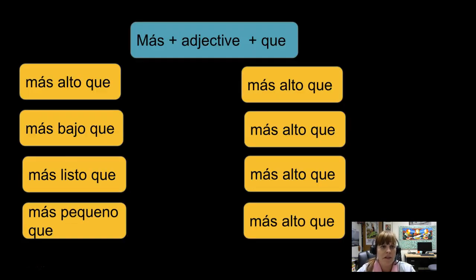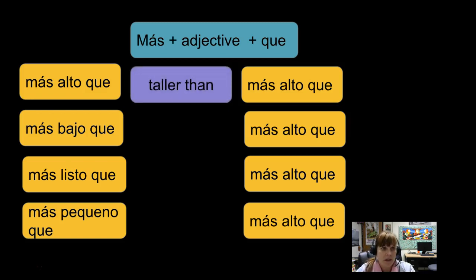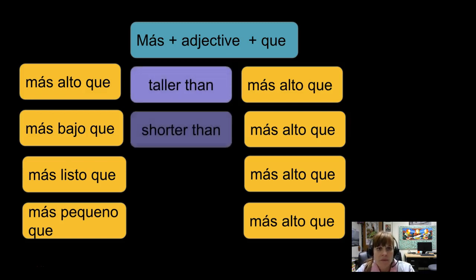And just so that you can see what that means, right? Más alto que would be taller than. Más bajo que, shorter than. And so this is where it's a little bit confusing. I'm sure you guys have seen the word que before with an accent mark, and it means what? Que without an accent mark and in this context means than. So this is where things can get a little bit confusing because words that you thought you knew meant something can mean something different in a different context.